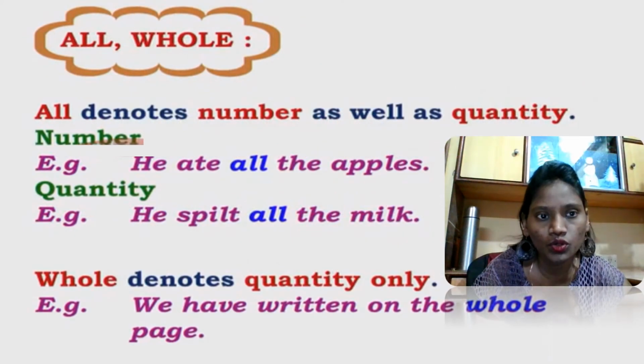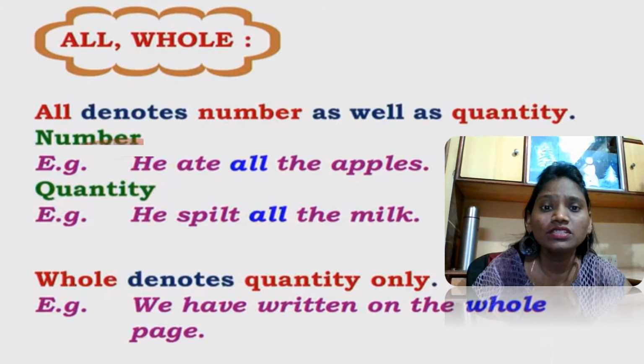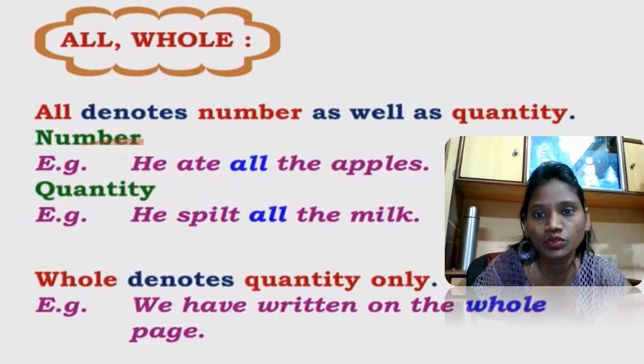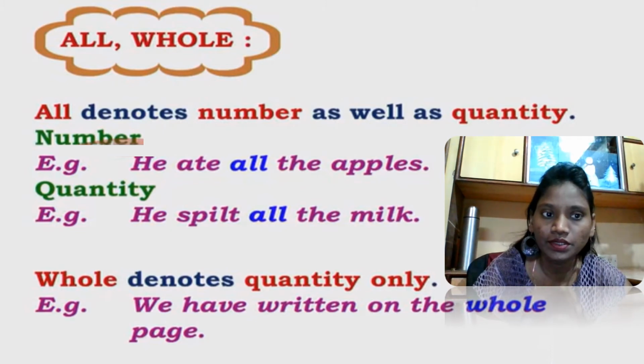All, whole. All denotes number as well as quantity. Number, example: he ate all the apples. In quantity, the example is he spilt all the milk. Whole denotes quantity only. Example, we have written on the whole page.